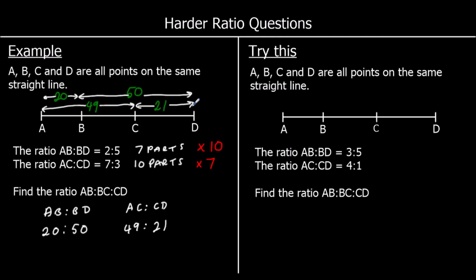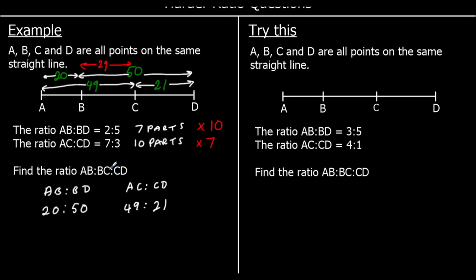So we can say A to B is 20 parts, C to D is 21 parts, and what's in the middle? So 50 take away 21 is 29. So B to C must be 29 parts. We could have also done 49 take away 20 and got 29. So the ratio AB to BC to CD is 20/29/21.